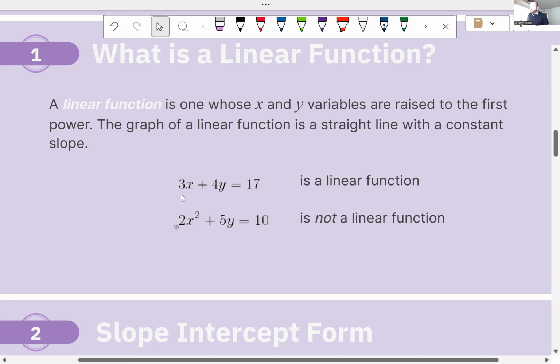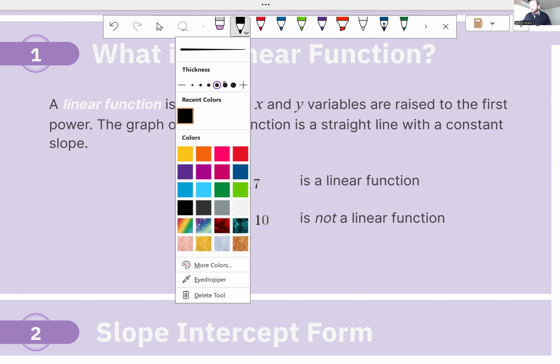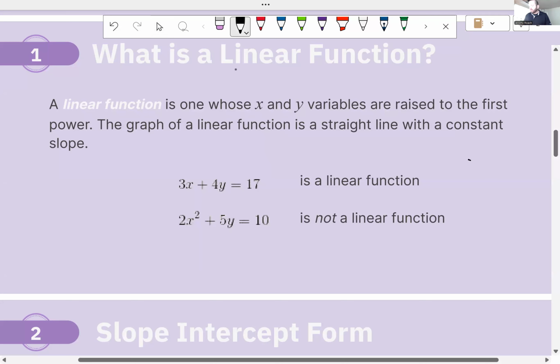It doesn't matter if we write it in this form here, 3x plus 4y is 17. It doesn't matter if we write it like that, or if we just solve it for y. If we write it in the calculator, it's going to give us the same answer no matter what. So let me show you how we would solve this for what y is.